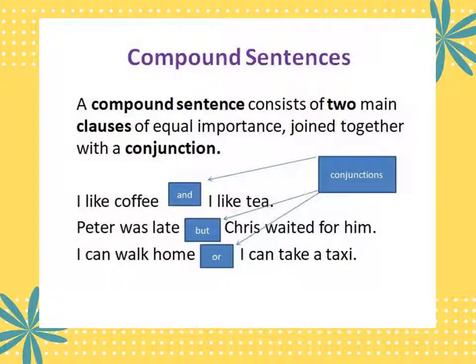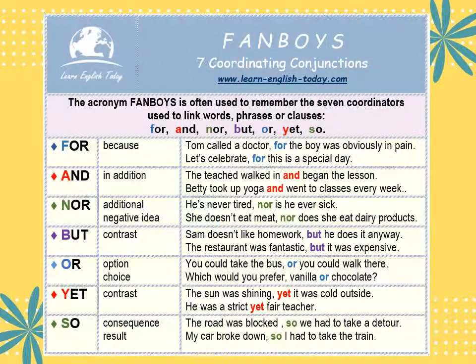Okay, let's see more compound sentences using coordinating conjunctions. I like coffee and I like tea. Peter was late, but Chris waited for him. I can walk home or I can. Tom called the doctor for the boy was obviously in pain. Yeah, for to show because, reason, and to give addition, untuk memberi tambahan.